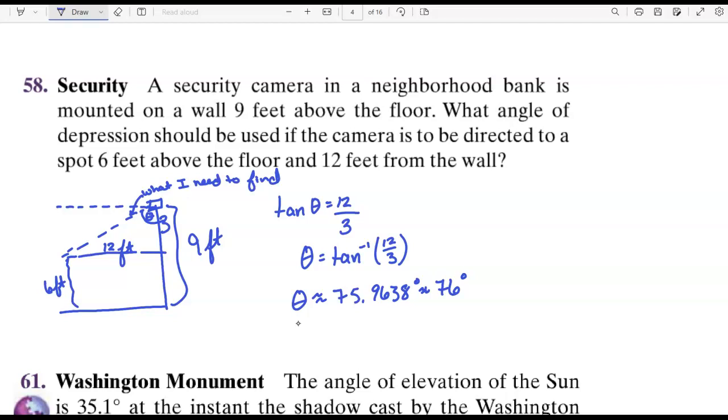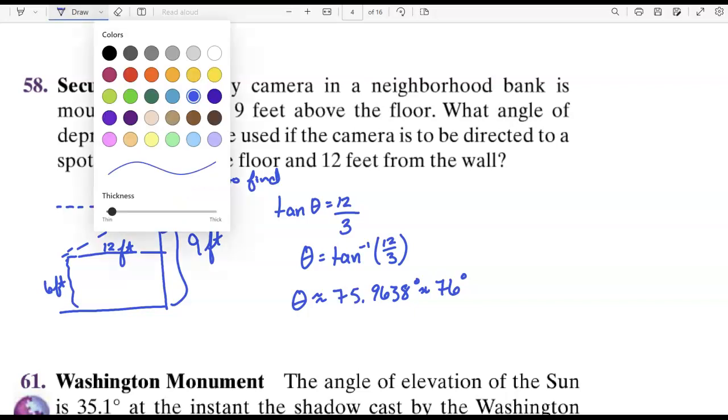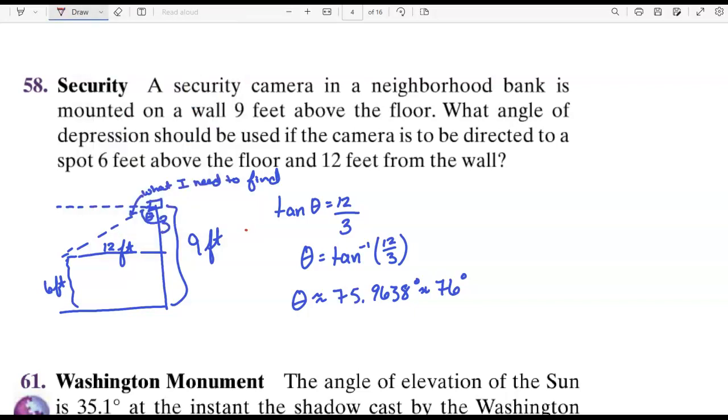So if this guy is 76 degrees, then this guy is going to be 90 minus 76, which is 14 degrees. So we would need that angle of depression to be 14 degrees.